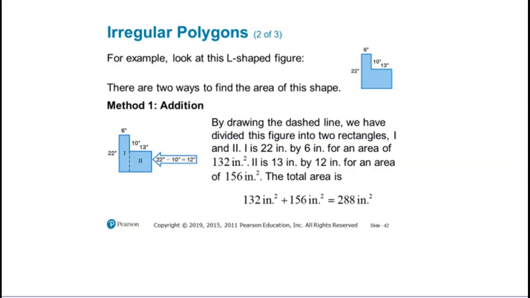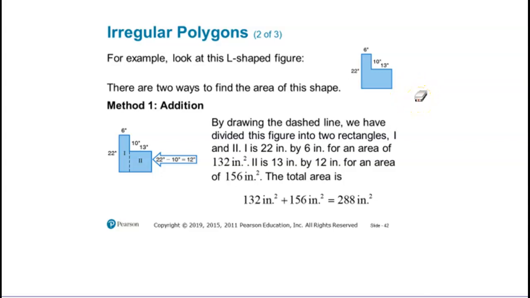So looking at irregular polygons, trying to find the perimeter and the area. The perimeter is pretty easy. Remember, perimeter, you just go along the outside and add up all the numbers, and that will give you the perimeter of an irregular polygon. The area is going to be a little bit more challenging, because you need to think about it geometrically, in terms of shapes that you can find the area of.